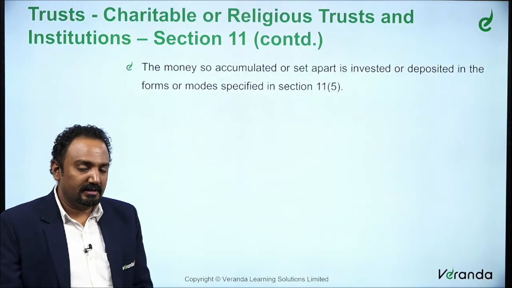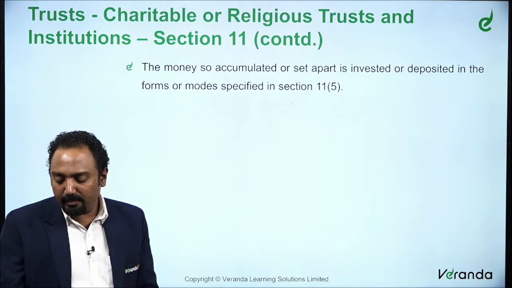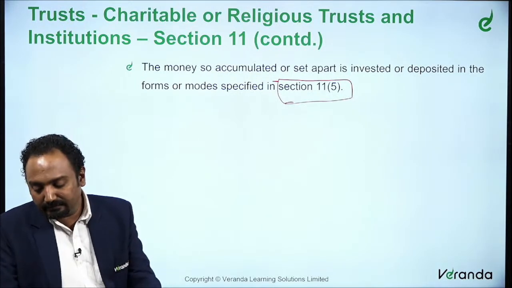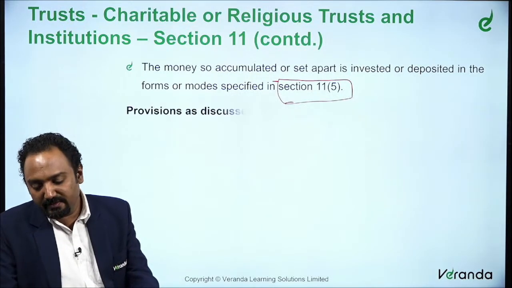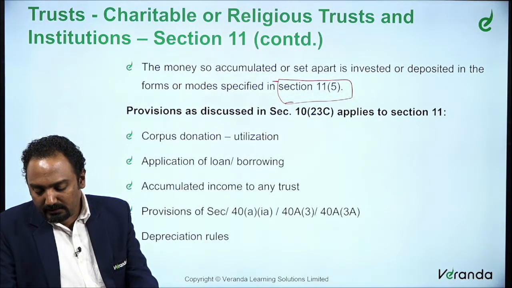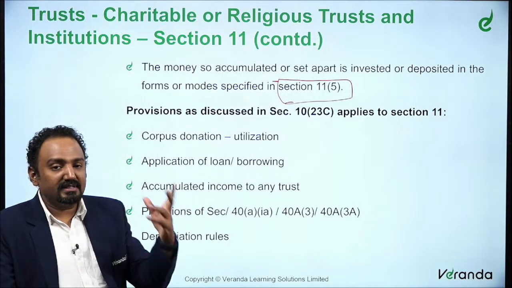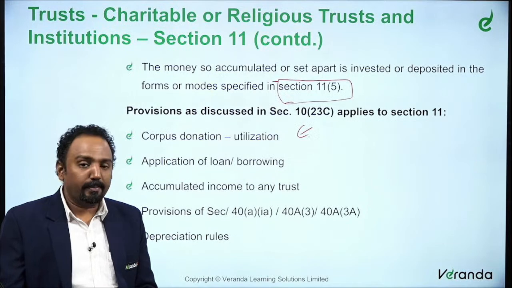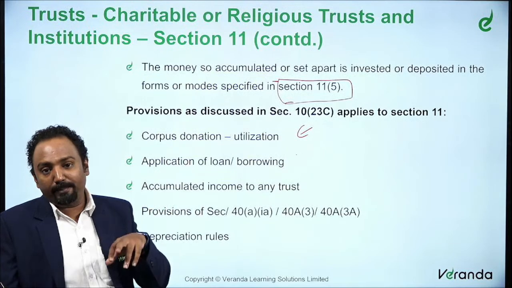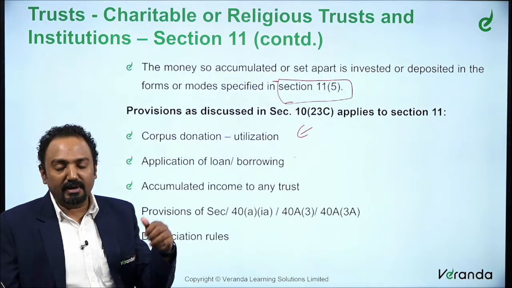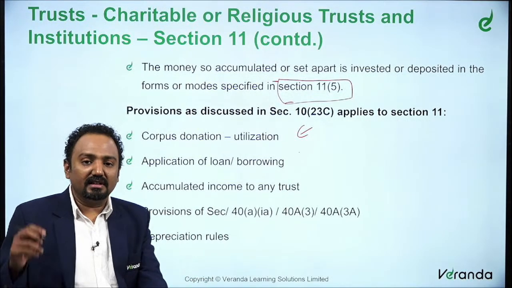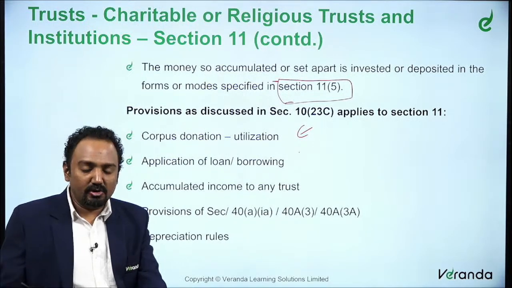The money so accumulated, that is whatever has been accumulated, is invested or deposited in section 11 subsection 5, and it may be invested in the mode specified under section 11.5. So what are these things that we are talking about? Whatever provisions we discussed earlier, like utilization of corpus donation, that is whatever has been given as application corpus fund, when you apply, it is not an eligible application. But again, when you get back that money and then invest it in the mode specified under 11.5, then it becomes utilized income.